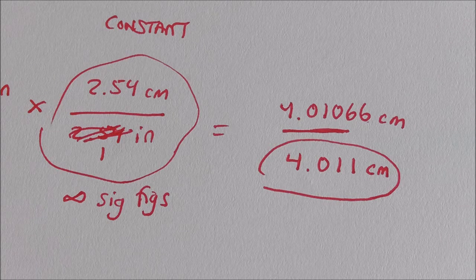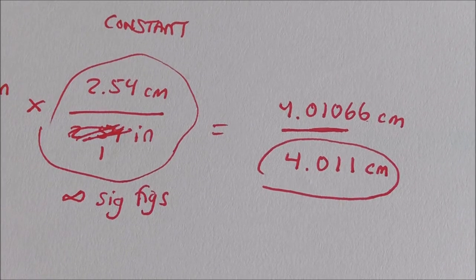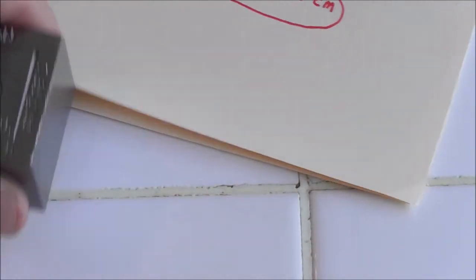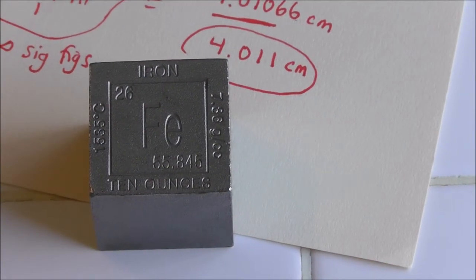So you see, with constants, they shouldn't limit anything. They're not measured. So when you're doing a calculation on 2 measured numbers, you treat it differently than a measured number that's being multiplied or divided by a constant. All right? Let's put this stuff into action with my little iron cube sample. We're going to do the density of this thing next.